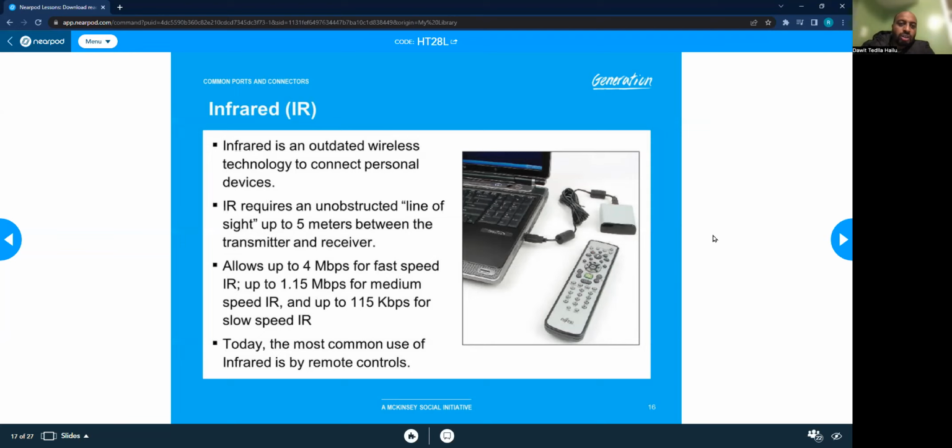Infrared is an outdated wireless technology to connect personal devices. IR requires an unobstructed line of sight up to 5 meters between the transmitter and receiver. Allows up to 4 megabytes per second for fast speed IR, up to 1.15 megabytes per second for medium speed IR, and up to 115 kilobytes per second for slow speed IR. Today, the most common use of infrared is by remote controllers. Thank you very much.